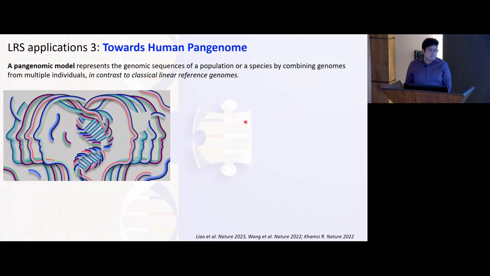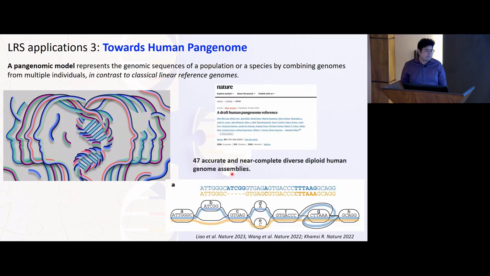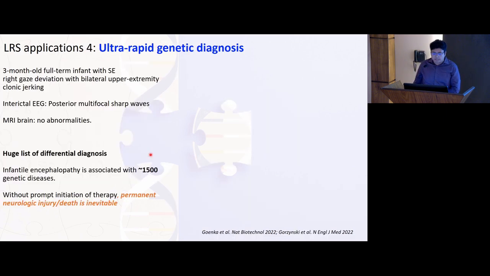And then finally, towards the human pangenome, again this has been spoken about. Now we will probably look at a future where we do not only have one reference genome to align to, but major genomic variations as well. And again, long read sequencing will be instrumental in detecting this and developing this human pangenome.